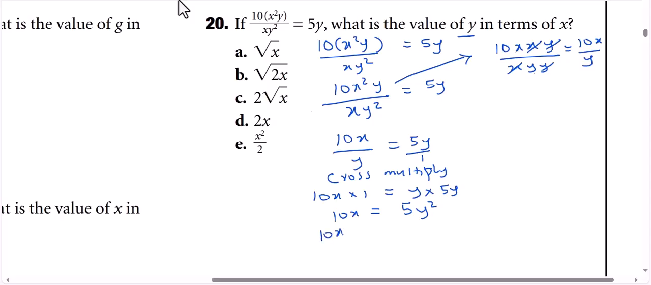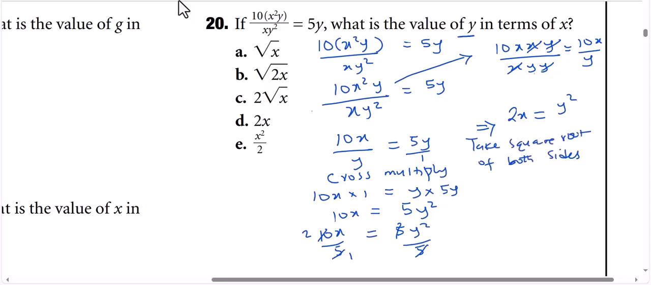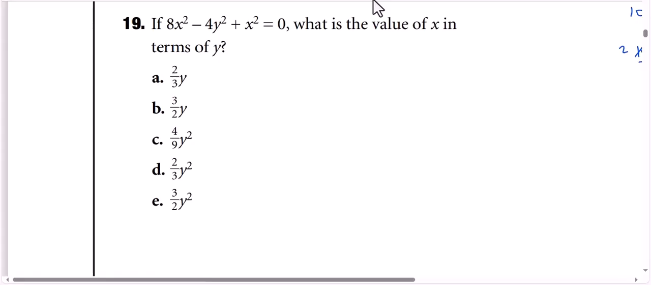So 10x over 5 is equal to 5y squared over 5. 5 here is 1, 5 here is 2. Then the 5's cancel out. Let's continue from here. So we are left with 2x is equal to y squared, and we are asked to solve for y. So what do we do? Because we have a square, we have to take the square root of both sides. Okay, so we have the square root of 2x equal to the square root of y squared. So at the end, we have the square root of 2x is equal to y. So therefore, y is equal to the square root of 2x, and that is in alignment with option B. We can pause the lesson, go back and rewatch.